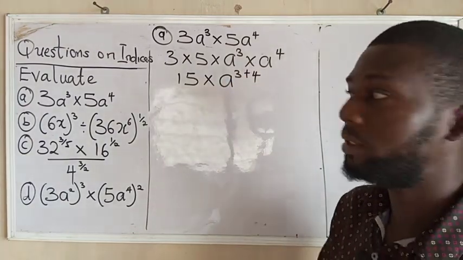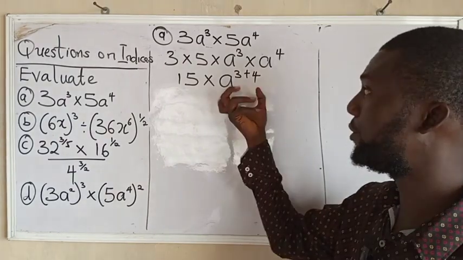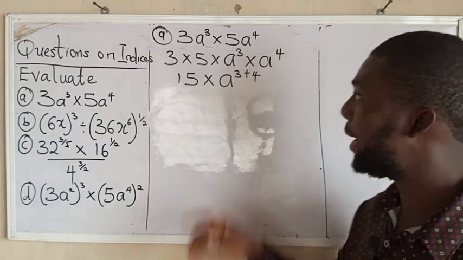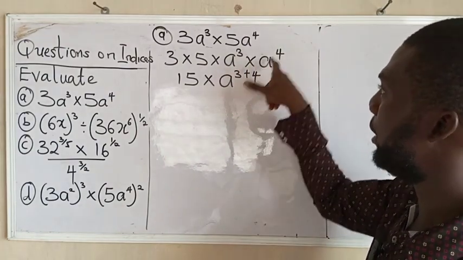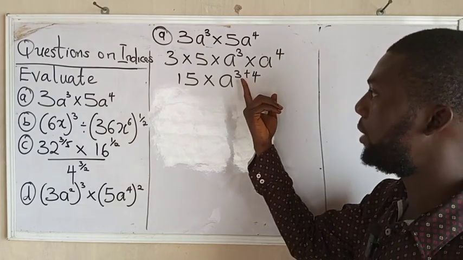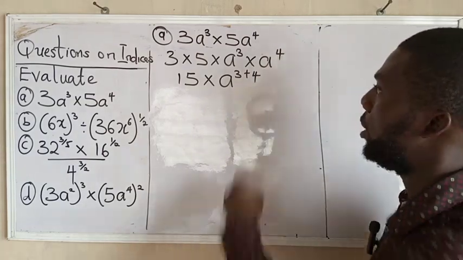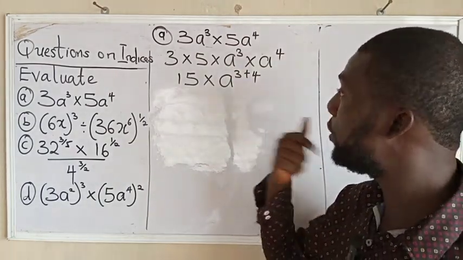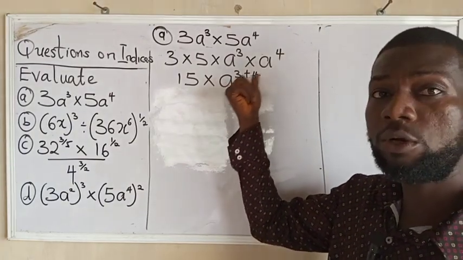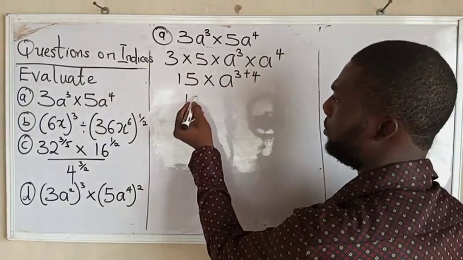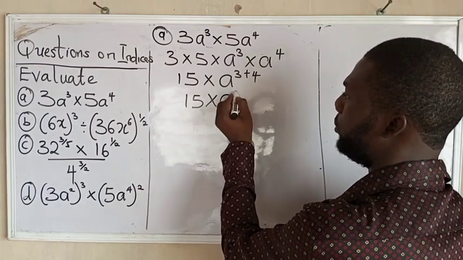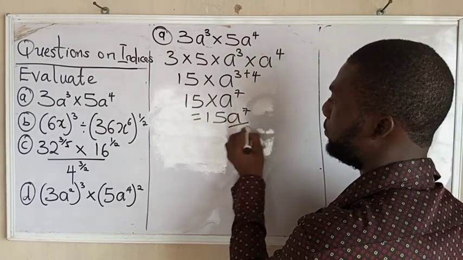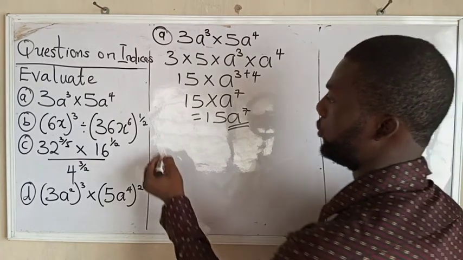Let's not forget that in our laws of indices, in fact, the first law of indices tells us that a raised to power x times a raised to power y equals a raised to power x plus y. So in this situation, a raised to power 3 times a raised to power 4 equals a raised to power 3 plus 4, so we say a raised to power 7, and our answer is 15a raised to power 7. That's all. Now let's move on to the next question.